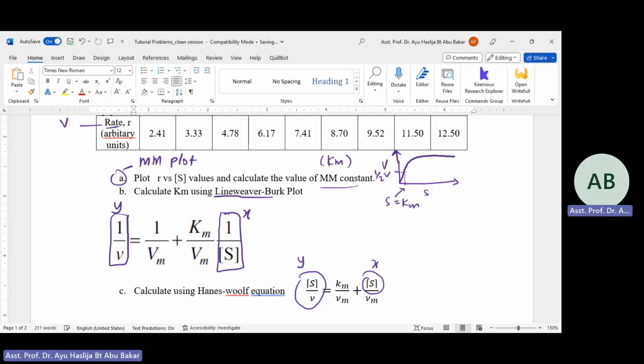For C, similar to B, find the intercept and find the slope. For Hanes-Woolf, the slope is equivalent to 1 over Vm. Whereas for the Lineweaver-Burk line, the intercept is your 1 over V.